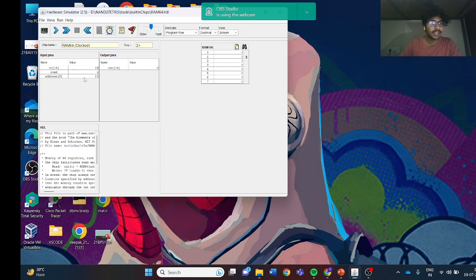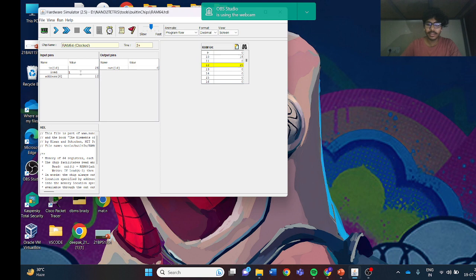We can change the address values and we can store the memory in different places based on our required address. We'll change the input as 25. Give the address as 12. We'll just save it and run it. You can see here in the 12th place, 25 has been stored.